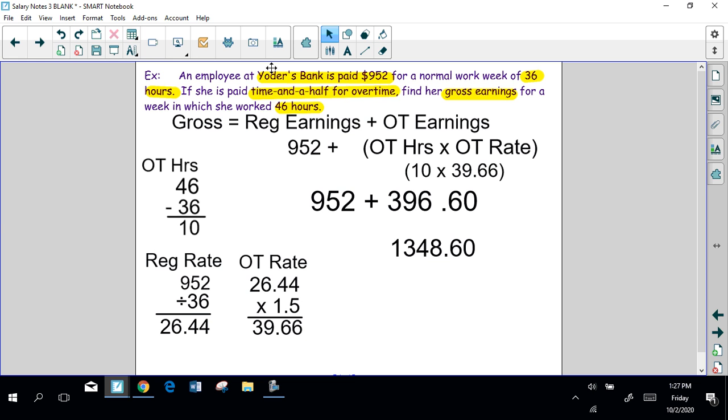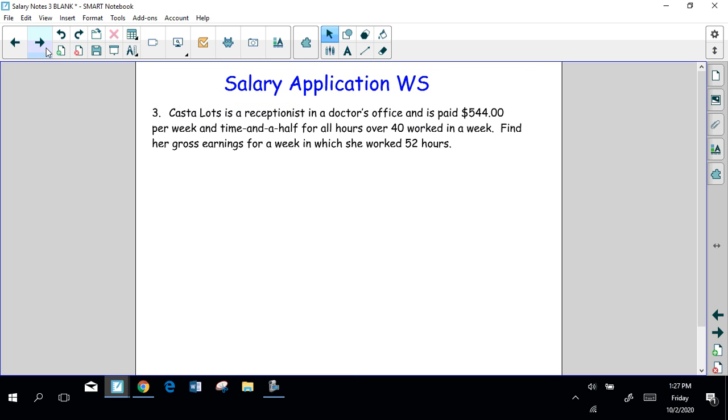Let's do one more example. Castellots is a receptionist at a doctor's office, and they get paid $544 a week. They get time and a half for anything over 40 hours. We want to find the weekly gross earnings for the week if she worked 52 hours.